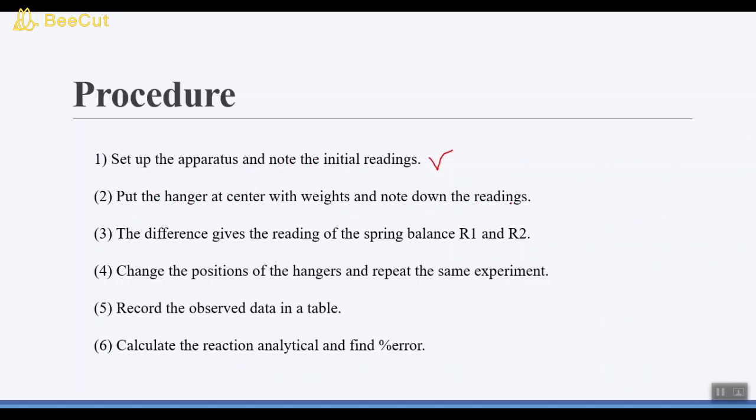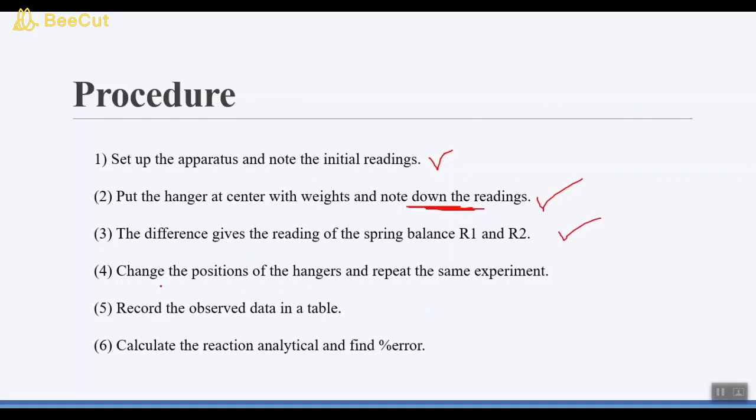reading. First, you have to set up the beam apparatus and note the spring balance initial reading. Then you have to apply weight at the center of the beam, and after applying weight you again observe the reading of the spring balance. These spring balance readings you will subtract from the zero error, so it will give you the reaction which is produced as a result of applying load at the center of the beam.